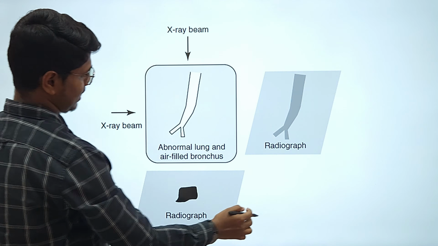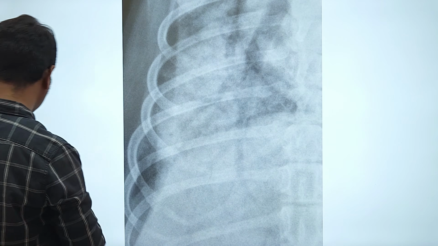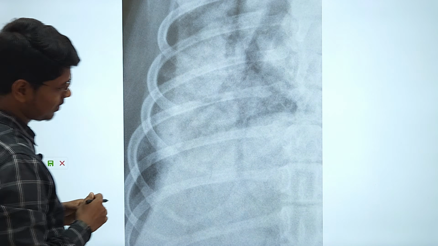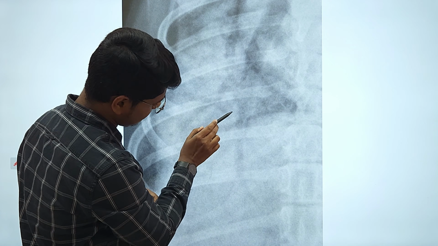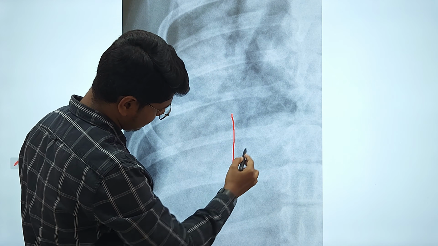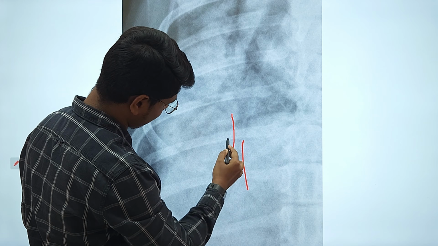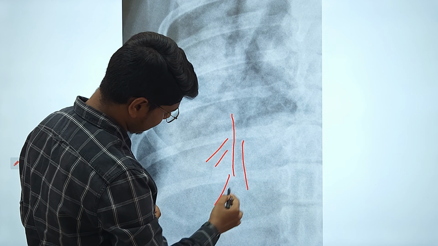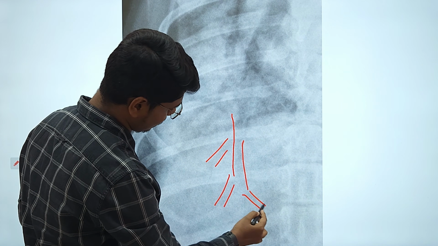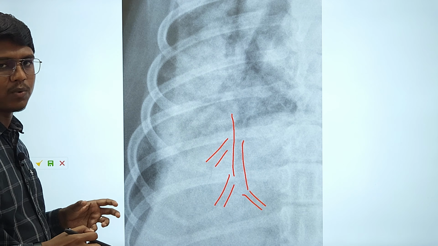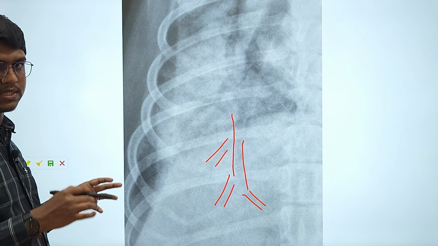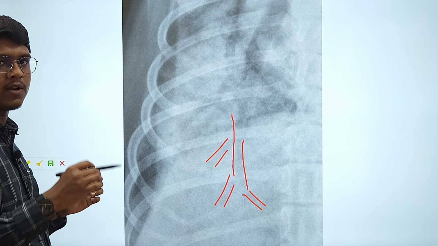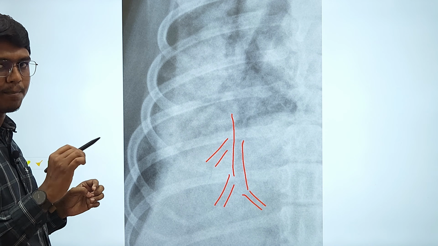Let us see some radiographs. Now this is a dorsoventral view. Can you see a bronchus here? Okay, it's a bronchus here. One thing arising, another thing arising. Here is a bronchus. This is air bronchogram. This is the characteristic sign of alveolar pattern.